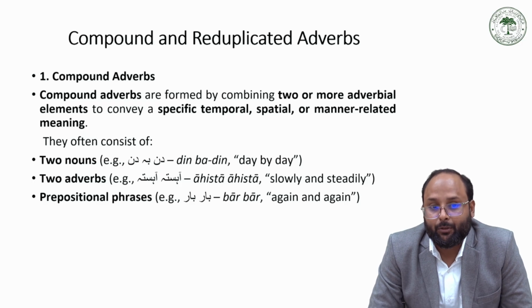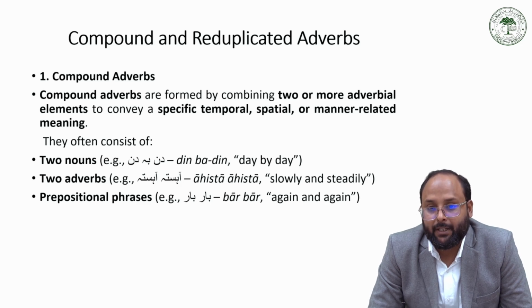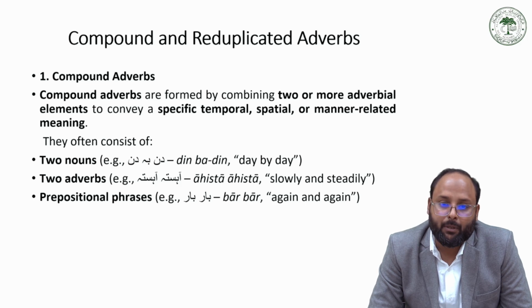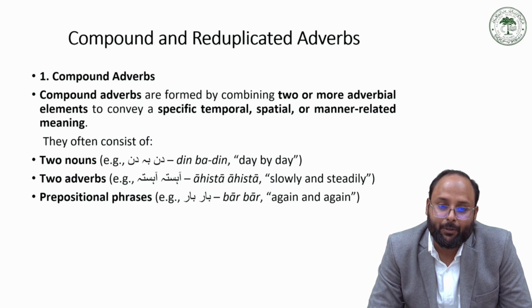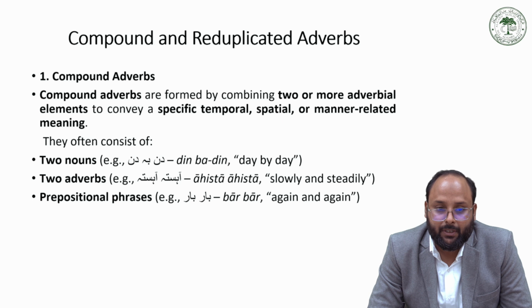So there are two or more adverbial elements, and they convey specific temporal meaning regarding time, or some space meaning, the meaning of where, or in some manner-related meaning. Like two nouns, din ba din, वो दिन ब दिन कामयाब होता रहा. And two adverbs, आहिस्ता आहिस्ता, वो आहिस्ता आहिस्ता पहाड़ चढ़ गया. Prepositional phrase, so that is the compound in the prepositional phrase like बार बार. वो बार बार कोशिश करता है.